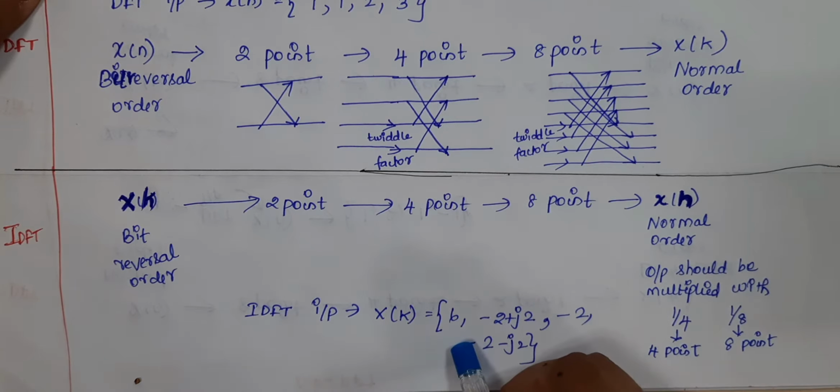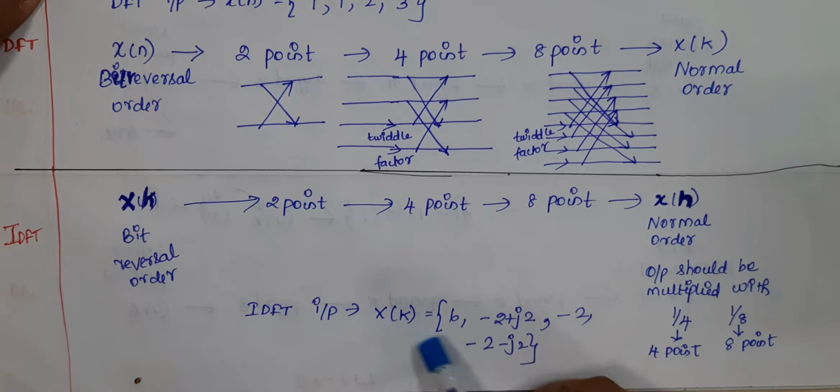So this is your sample input, X of k equal to, because in IDFT the input is capital X of k, 6 comma minus 2 plus j2 comma minus 2. It contains the complex terms also.